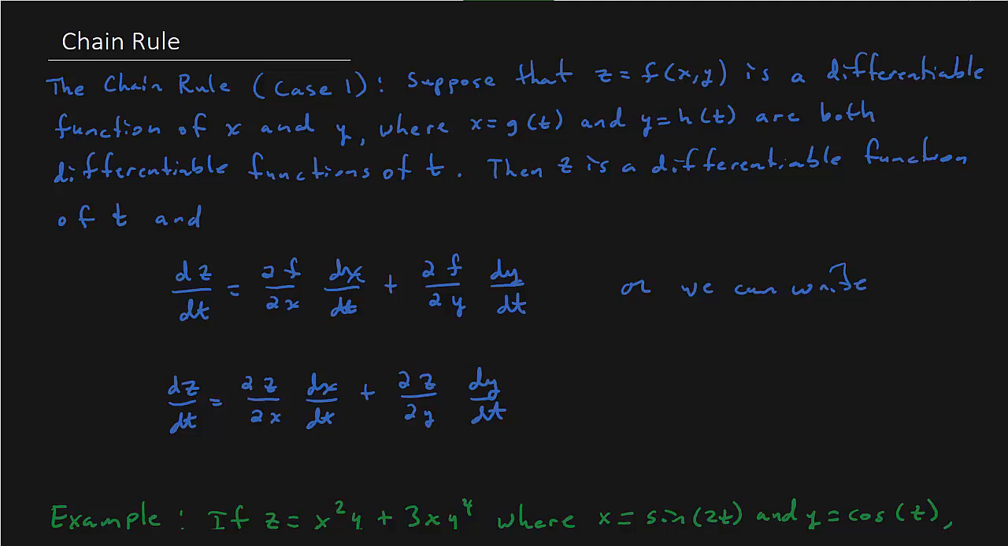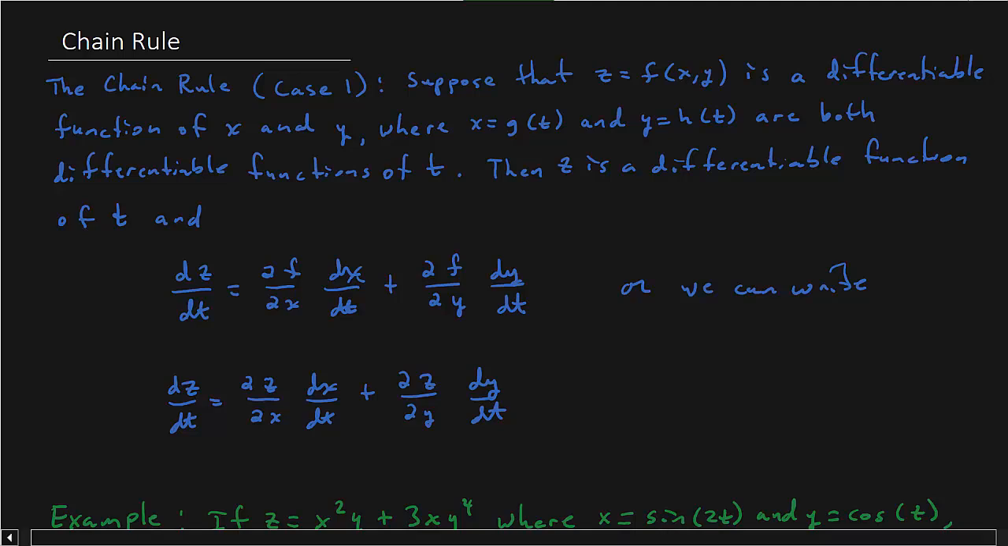Suppose that z equals f of x, y is a differentiable function of x and y, where x is equal to g of t and y is equal to h of t, are both differentiable functions of t. Then z is a differentiable function of t, and we have dz/dt is equal to the partial of f with respect to x times the derivative of x with respect to t plus the partial of f with respect to y times the derivative of y with respect to t.